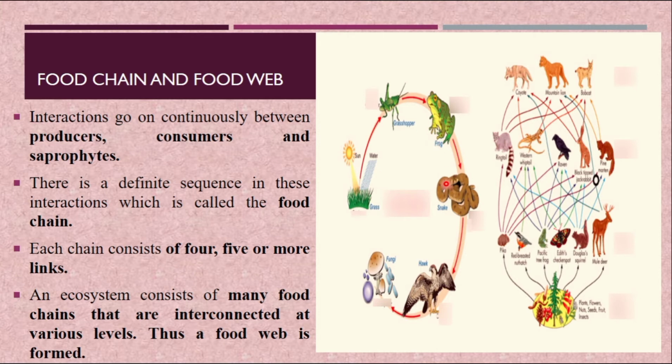There is a definite sequence in this interaction which is called the food chain. Each food chain consists of 2, 3, 4, 5 or more links. You can see this network.